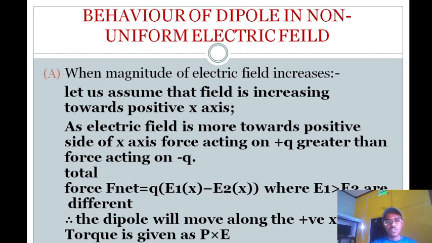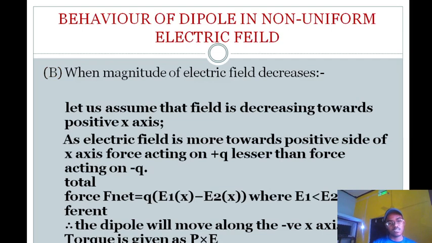A. When magnitude of electric field increases, let us assume that the field is increasing towards positive x-axis. As electric field is increasing towards positive x-axis, force acting on plus q is greater than force acting on minus q. So total force F net equal to q(E1x minus E2x). Here E1 is greater than E2, they are different. Hence dipole will move along the positive x-axis. Torque is given as P cross E.